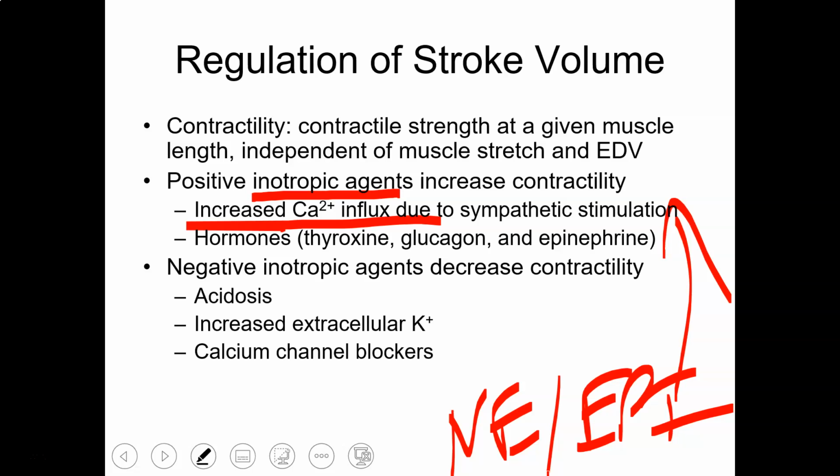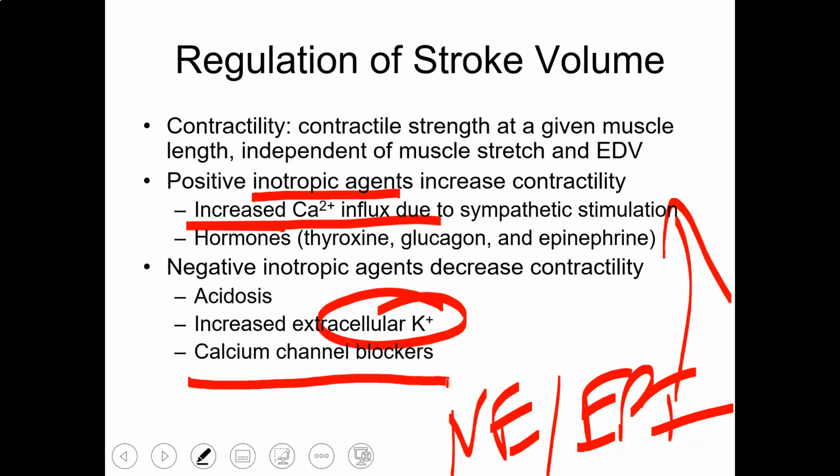Now, a negative inotropic agent decreases contractility. It makes the heart beat with less force. Your major negative inotropic agent, potassium. Potassium weakens the heartbeat. Also, medications, calcium channel blockers. Calcium channel blocker is another thing that we use to fight hypertension. By blocking that calcium channel, we negate the effects of epinephrine, norepinephrine, and the heart beats with less force.